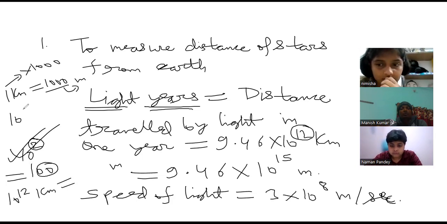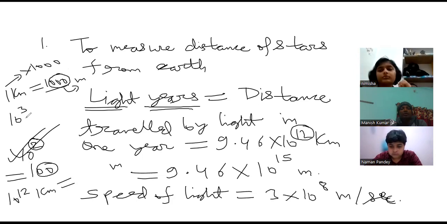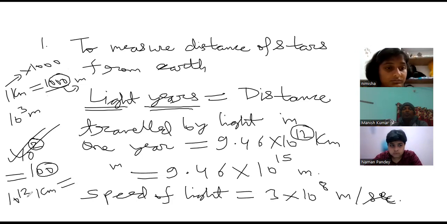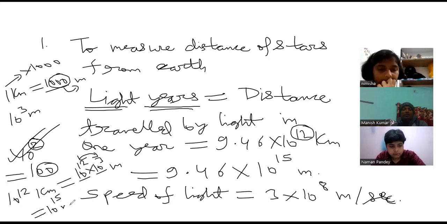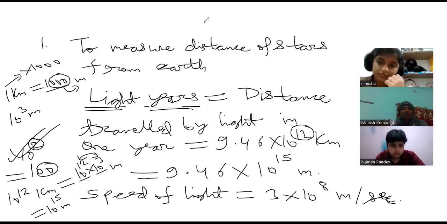How many zeros are there in 1000? 3, sir. Then 10 to the power 3 meters. 1 kilometer is equal to 1000 meters, or you can write it as 10 to the power 3 meters. And 10 to the power 12 kilometer is equal to 10 to the power 12 into 10 to the power 3 meters. The powers add up whenever we are multiplying like this, if the base is the same. So it will be 10 to the power 12 plus 3, which is 15 meters. Understood?